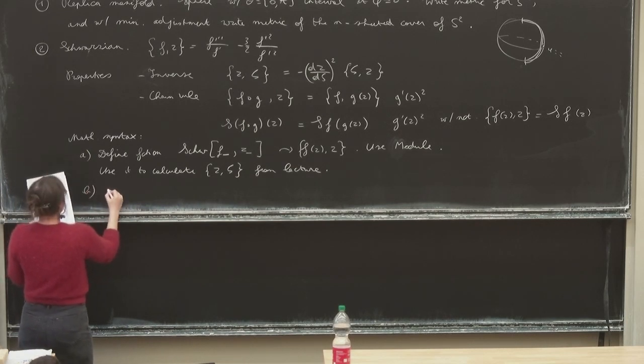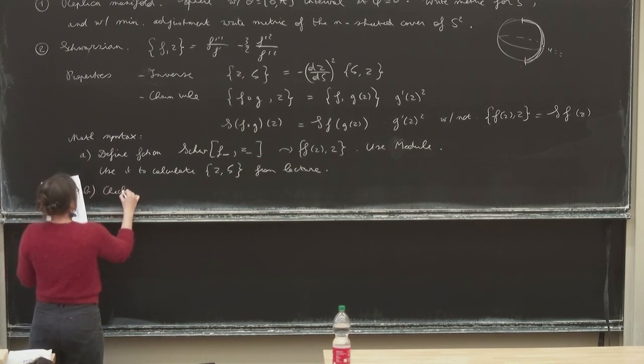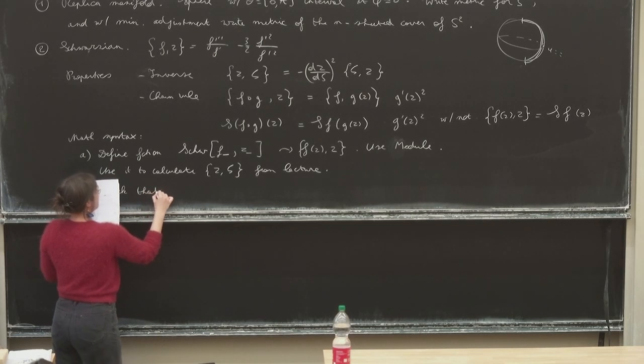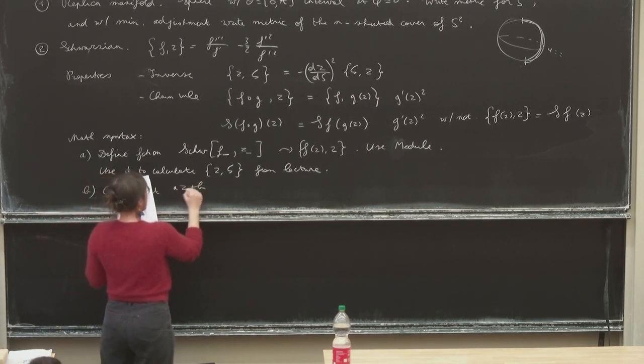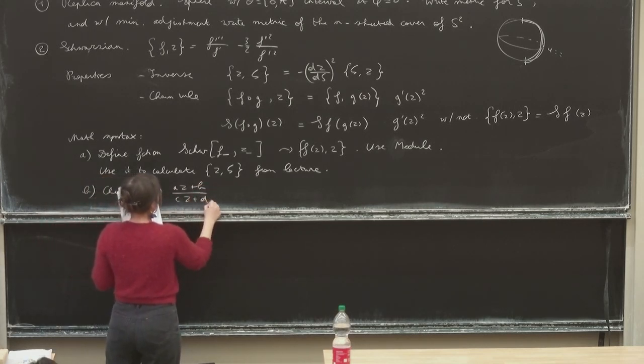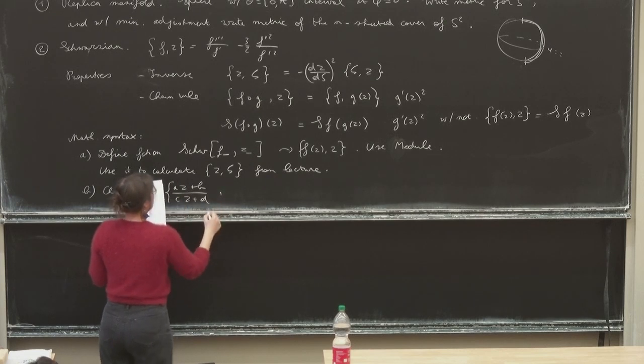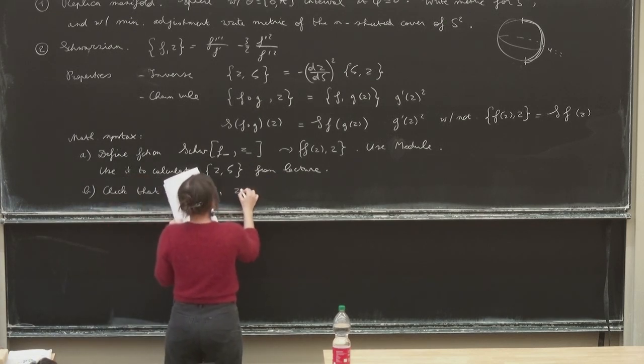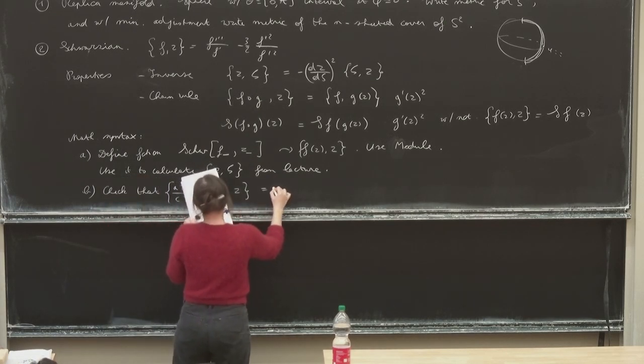Then a second thing that you can check for the Schwarzian is that it vanishes for this special class of conformal transformations in 2 dimensions, which are the global conformal transformations.